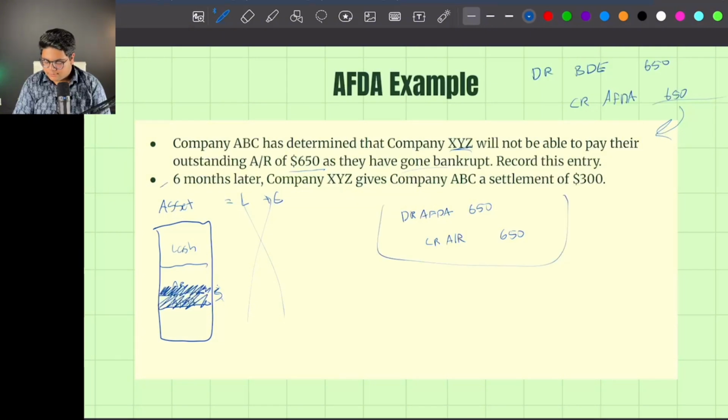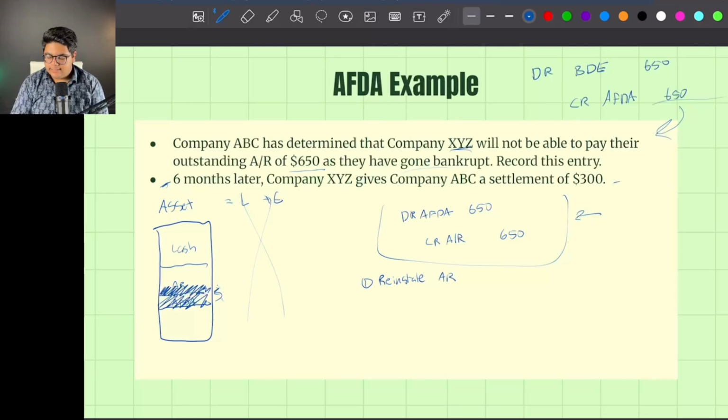Okay, part two, bullet point 2 is 6 months later, the company's like, hey, you know what? We have some money now. We want to be nice. We'll pay you back $300. Cool. So how do you do that now? Step one is you gotta reinstate accounts receivable.